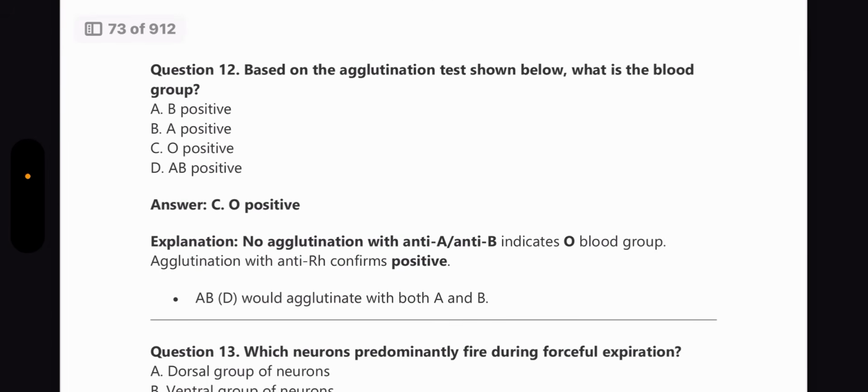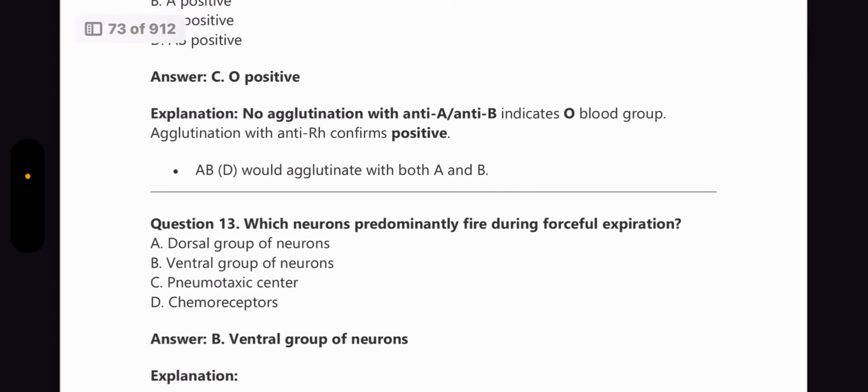Based on the agglutination test shown, what is the blood group? So here it is O positive because there is no agglutination with anti-A and B in that image which was supposed to be shown. So please check upon the images of O positive, and if there is no agglutination in A and B, then it is O, and when there is agglutination in the next one, it will be positive. So agglutination with anti-Rh here confirms the positive.